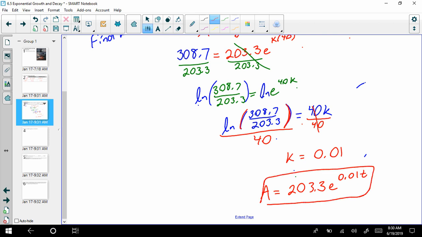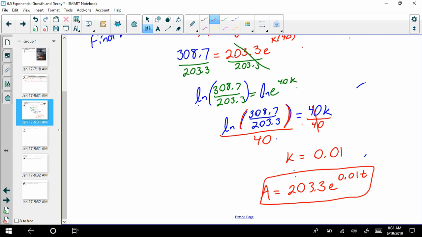So this is the general function, because now that I know k, I can plug in any time frame I want and get a population out. Again, I can plug any time frame in for t that I want, and I can figure out, okay, what would my population look like?